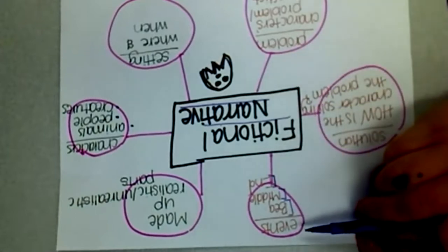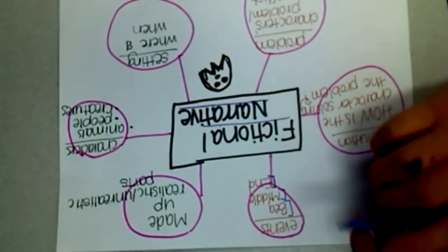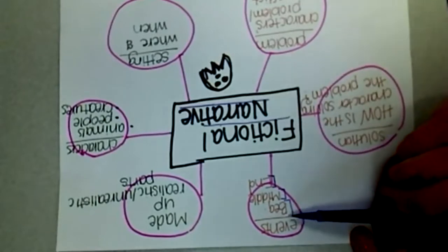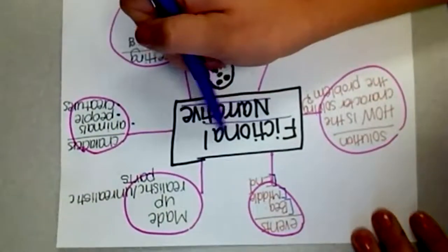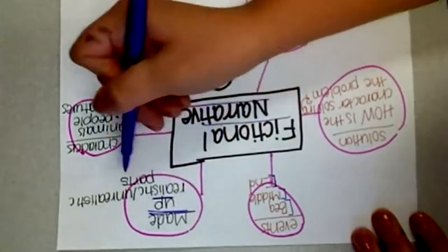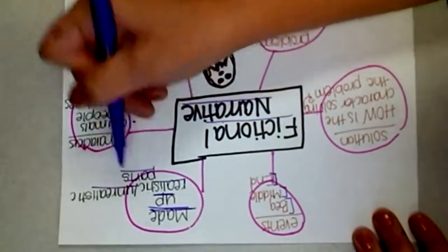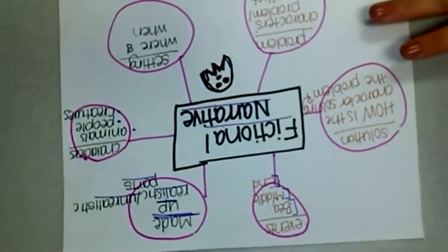We are going to practice for the next month and a half creating our fictional narrative and making sure we have a lot of details in our beginning, our middle, and our end. Every fictional narrative is made up. It is not real, but it can have realistic and unrealistic parts. We are going to be the best authors that we can be.